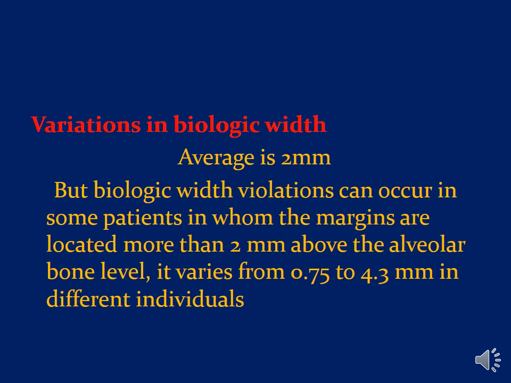There is a variation in the biological width from patient to patient. The average is 2 mm, but of course it differs from patient to patient. The variation ranges from 0.75 to 4.3 mm in different individuals.